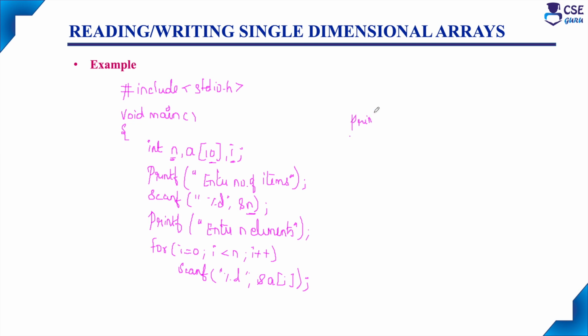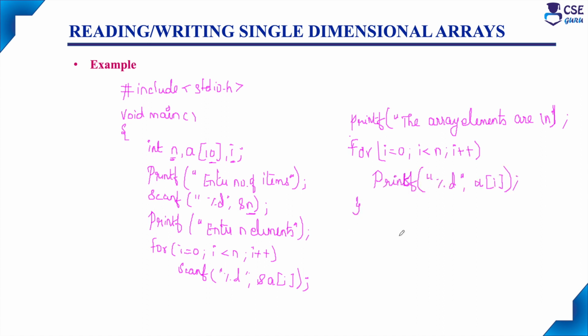Using the printf statement, we print the array elements. To display the array elements, we also use a for loop with the printf statement. So this is the program. These statements will accept input from the input device, and these statements will print the array elements on the output screen.